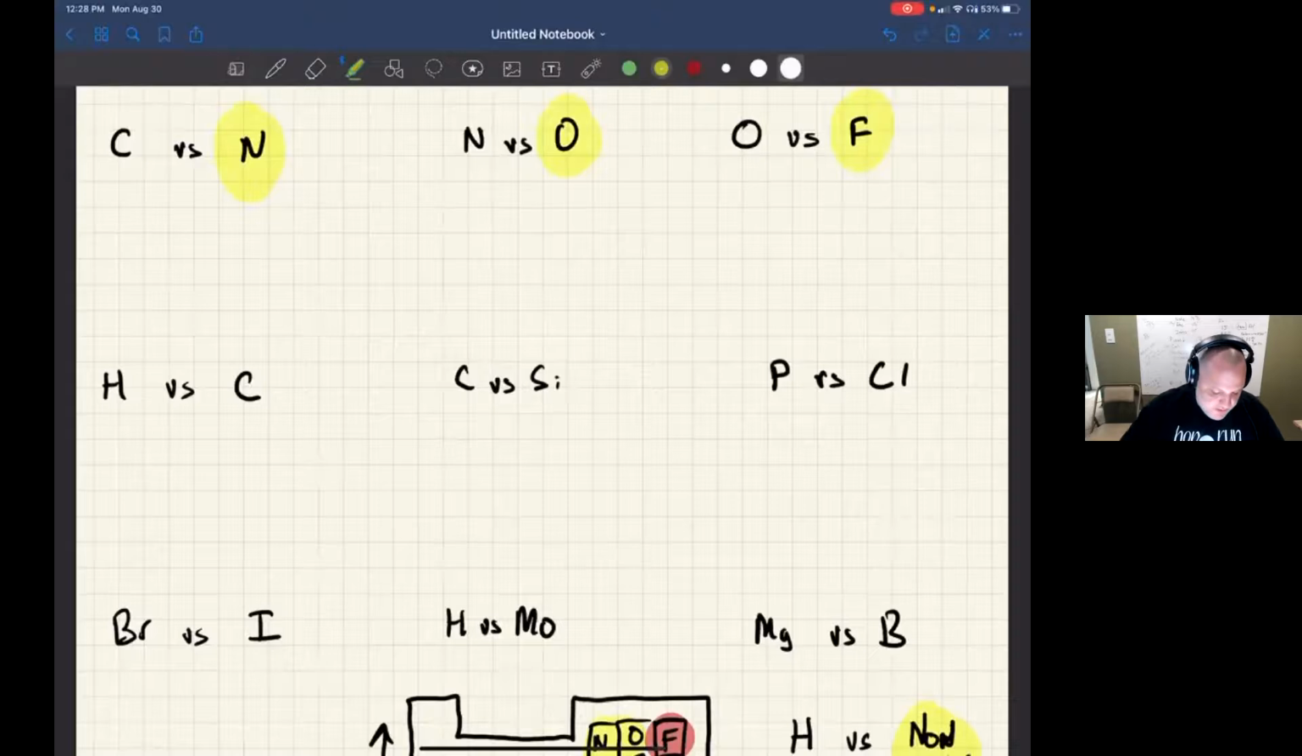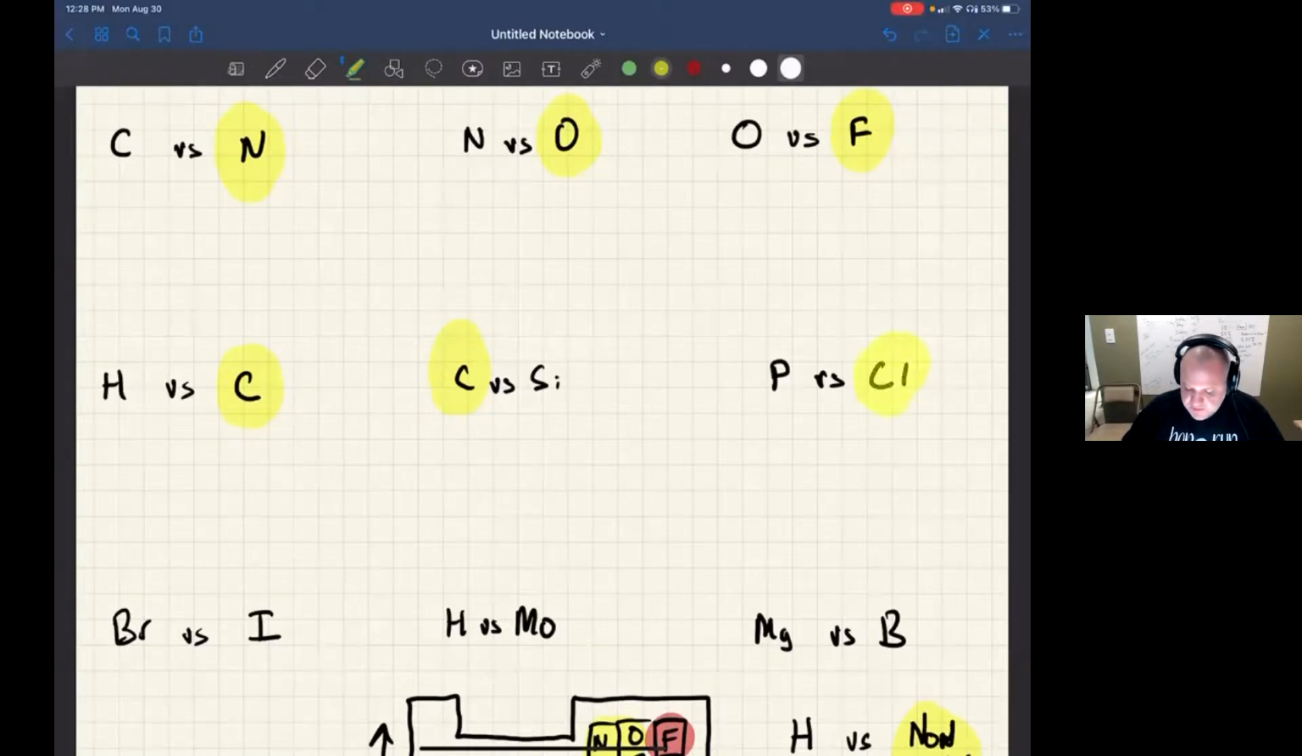Here's an example of hydrogen versus a non-metal. Carbon is a non-metal, so it is more electronegative. Carbon versus silicon. Carbon is in a period that is higher, relatively speaking, on the periodic table than silicon. So in other words, we would say carbon is above silicon on the periodic table. So carbon is more electronegative.